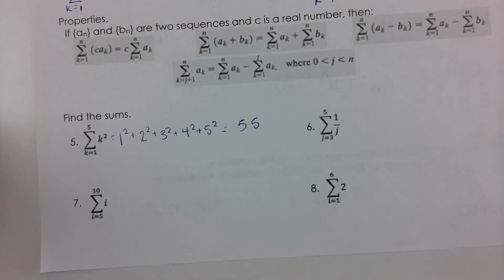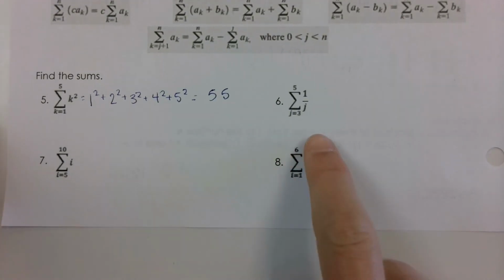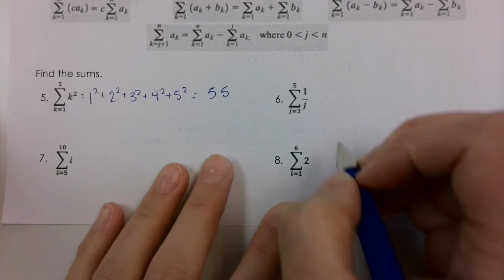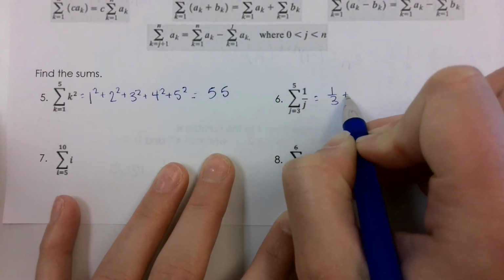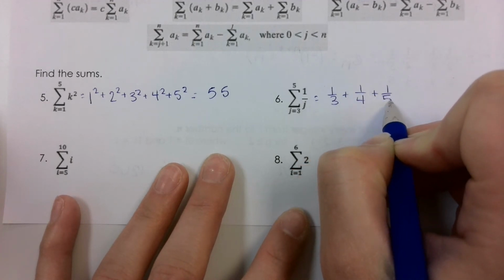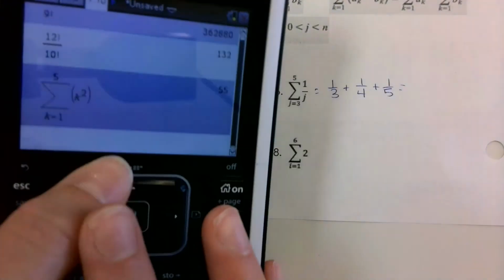Okay. So I do want us to write out what you would do for all of these, just so that we understand what's happening. But then we're going to find the actual sum from our calculators. So for the next one, we've got 1 over j, and j starts at 3 and goes to 5. So what would our first term be? And our next term? 1 over 4. And our last term? 1 over 5. So again, you could just add 1/3 plus 1/4 plus 1/5. That's totally fine. Or you can use that sigma notation again.